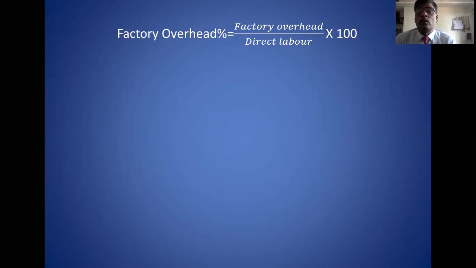This equation is important, and if in the question they ask to calculate, or to charge the factory overhead based on direct labor, you follow this equation. Okay. I think sir has already explained this one.